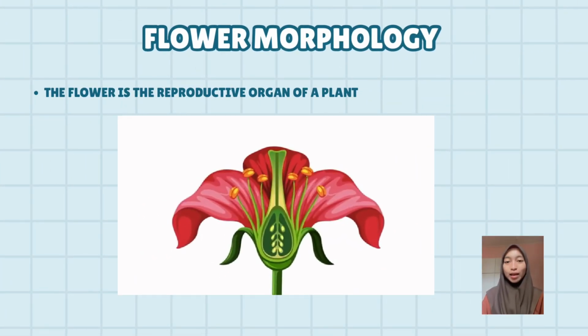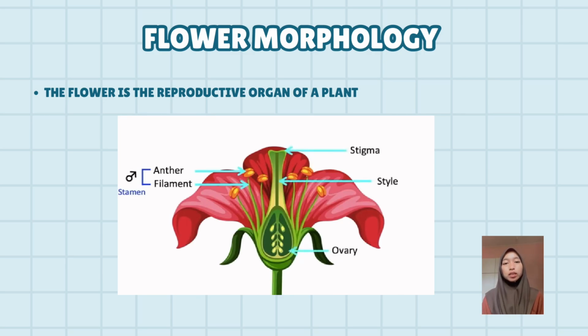Alright, now let's take a look at flower morphology. The flower is a reproductive organ of a plant. The anther and filament are the male parts of a plant. We call it a stamen. And as you can see, each stamen has an anther held by a filament. The anther produces pollen grains, and the stigma, style, ovary, and ovule of the flower are the female part of a plant. We call it a carpel or a pistil.